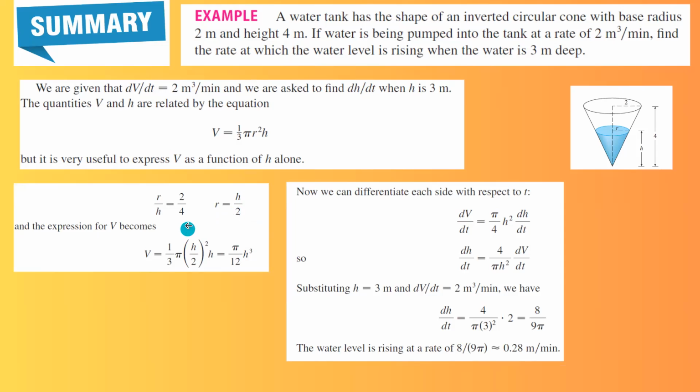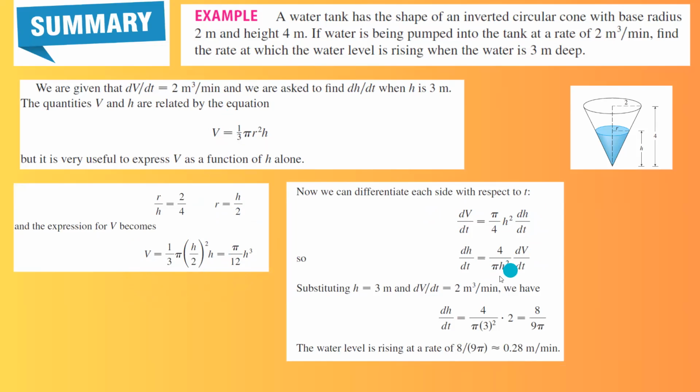We substitute that into the volume formula, and volume is now just written in terms of h. There is no r anymore here. Now we are taking the derivative of V with respect to time, which is dV/dt, pi over 4 h squared dH/dt, and then we switch these. dH/dt becomes 4 over pi divided by h squared, so you have 4 over pi h squared times dV/dt.